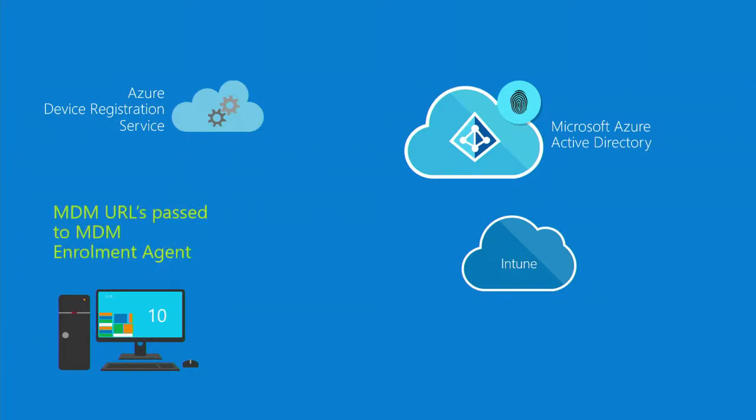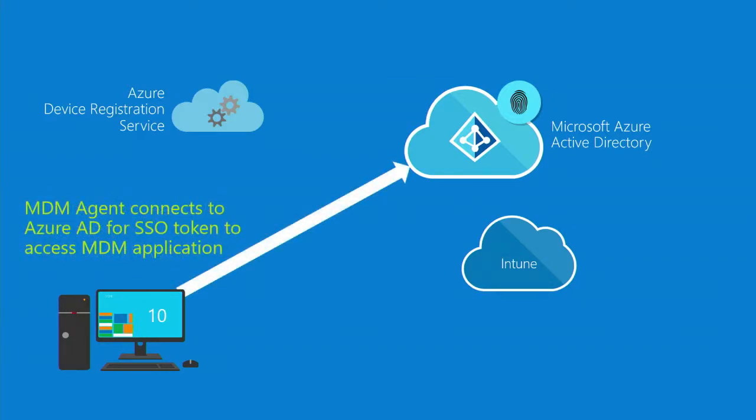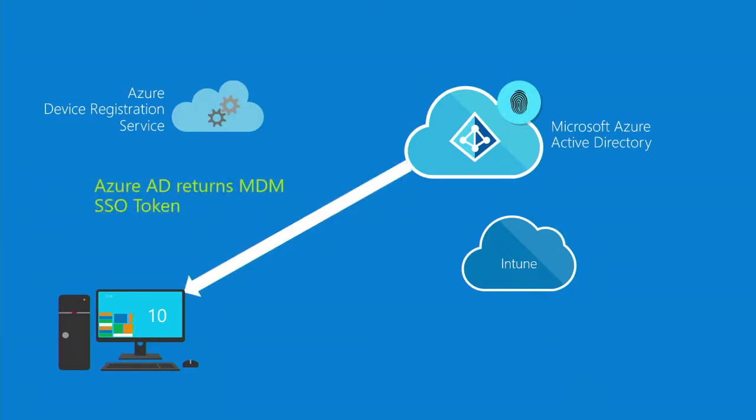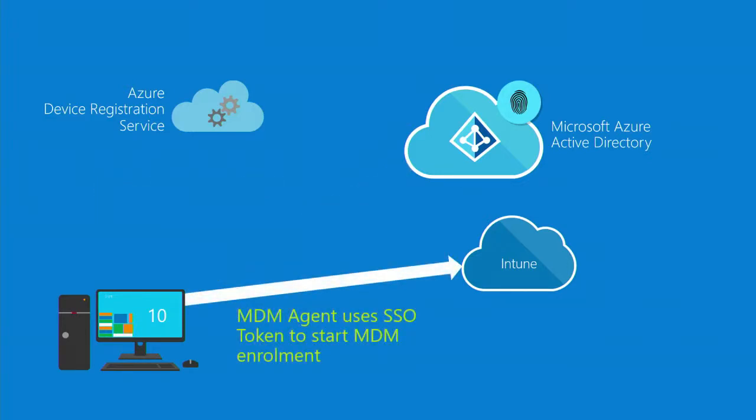So, next thing that happens is our Azure AD accounts get set up as local admin accounts. And then our MDM enrollment agent gets fired up. And so that we don't get prompted for another username and password, that agent connects back up to Azure AD and says, I'd like another single sign-on token, please. I'd like a single sign-on token for this MDM enrollment URL. So we get that back, and then we go and we hit our MDM solution, and our MDM enrollment occurs.